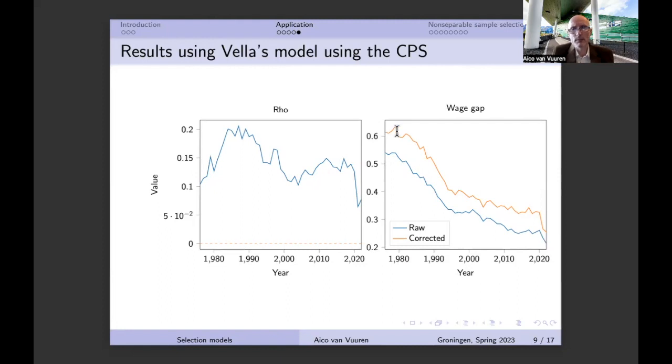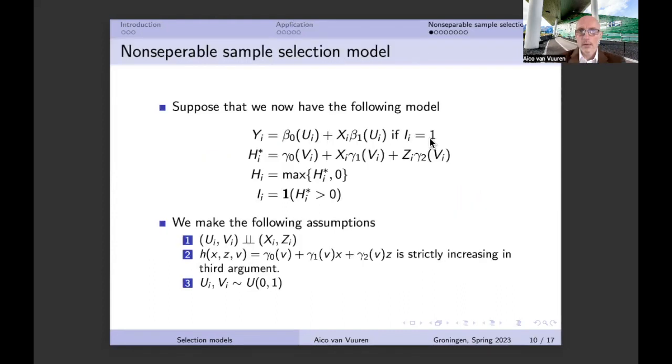The mean wage gap is always above the raw wage gap in the case that we do not correct for sample selection. But the most important thing that we should take into account is that the development of the mean wage gap over time is almost identical to the raw wage gap, only that it was always a little bit higher. I would like now to go on with the so-called non-separable sample selection models.